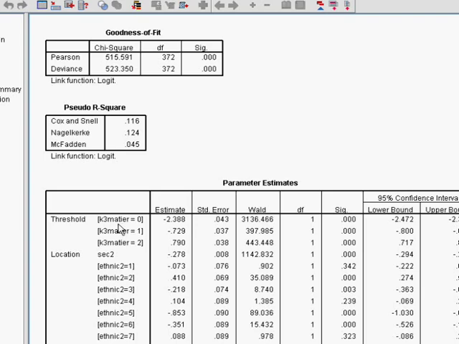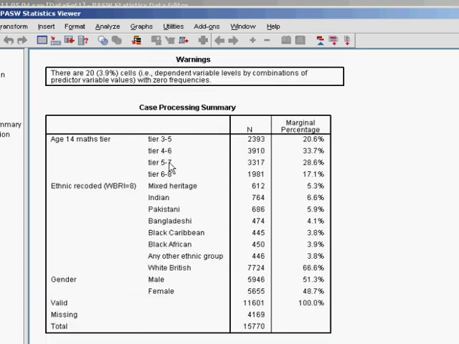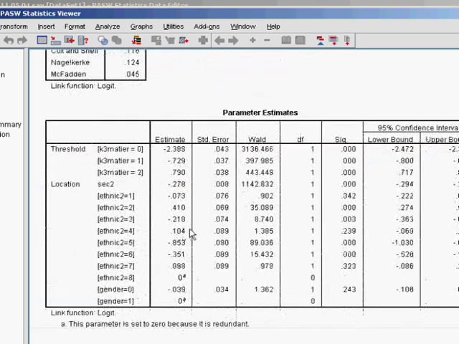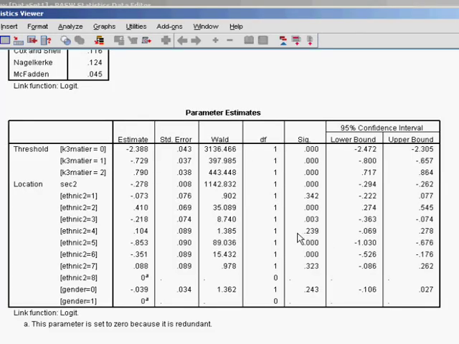So for K3 matter equals zero, it's the change between tier 3 to 5 and any of the other tiers. For K3 matter equals 1, it's the shift between going up from including these two tiers of examination and the other two, tiers 5 to 7 and tier 6 to 8. And the final one is, of course, comparing tier 3 to 5, tier 4 to 6, tier 5 to 7 with tier 6 to 8. You find that these estimate values are useful if you're trying to use the model to predict an individual case. But actually, most of the time, it's not terribly important to interpret those.